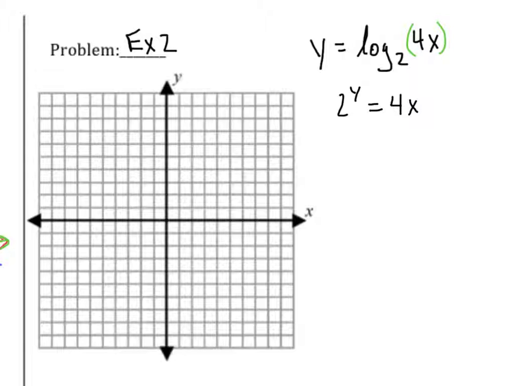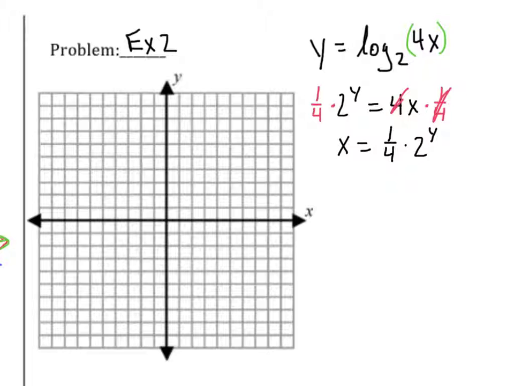It's just easier to do it now rather than later. So what do I do next? Okay, I could divide by 4. I heard somebody say multiply. Multiply by 1/4 does the same thing. If I multiply by 1/4 on both sides, the 4 and the 1/4 cancel, and we get x equals 1/4 times 2 to the y power.